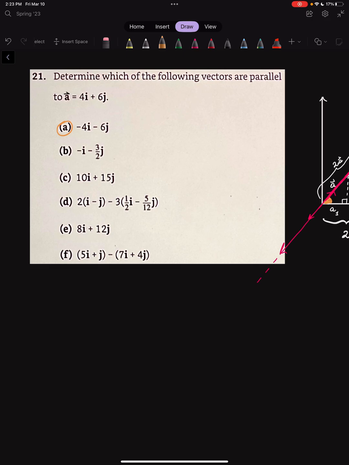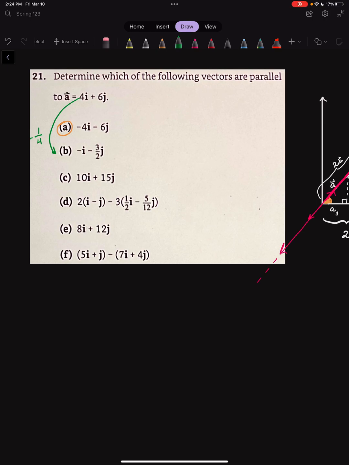Is there a way to go from 4 to negative 1 with a single number that is the same needed to go from 6 to 3 halves? Well, how would you go from 4 to negative 1? I would personally divide or multiply by negative 1 over 4, because then the 4's would cancel out and you'd get a negative.